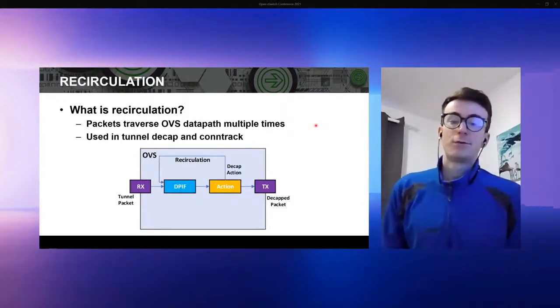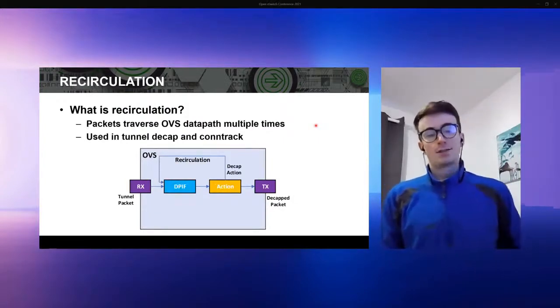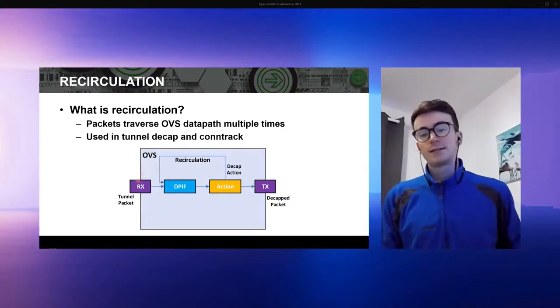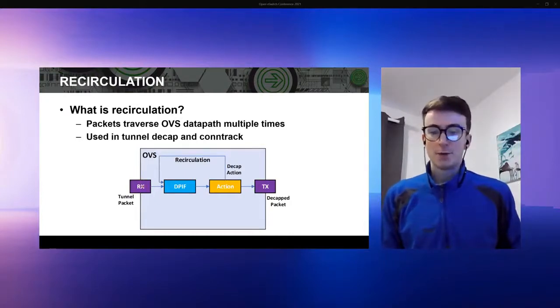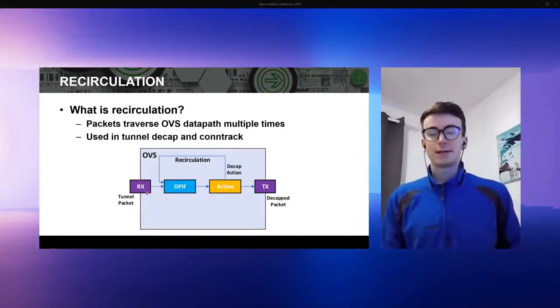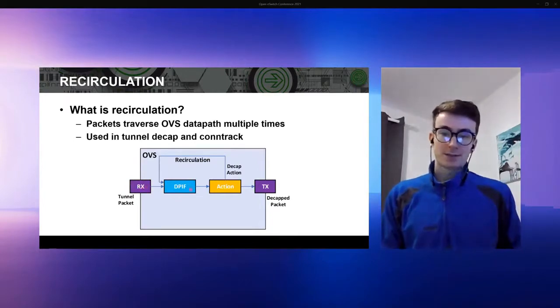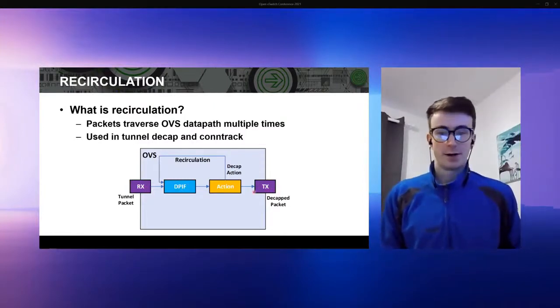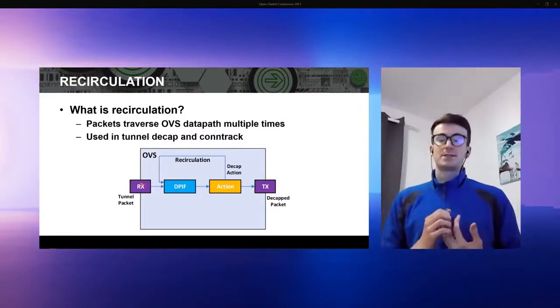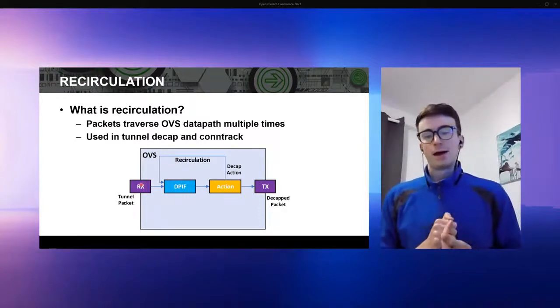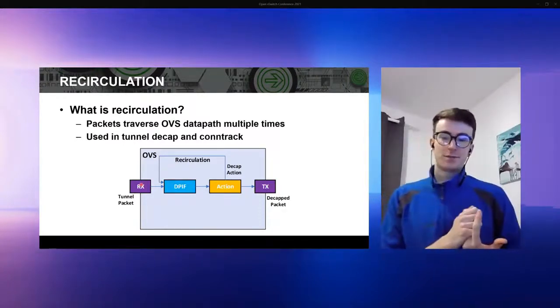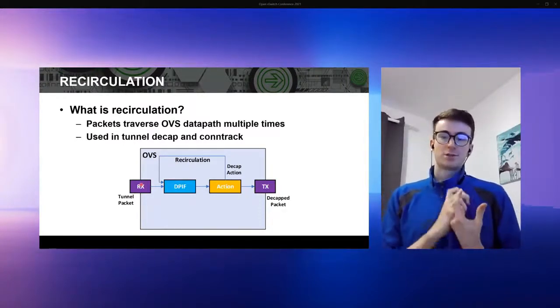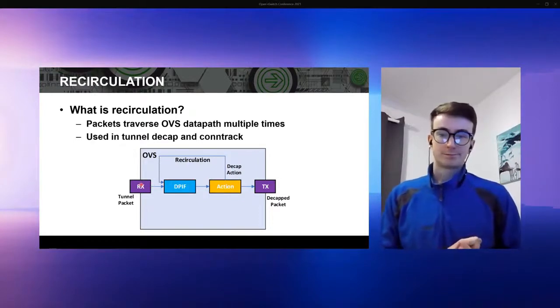Finally, then we have recirculation. So in the normal case in OVS, we receive a packet or a batch of packets, and then they're passed through the DPIF onto the action stage, and then we find that we want to TX the packet somewhere. But for some use cases, additional passes through the DPIF are required, such as tunnel decap or conntrack.